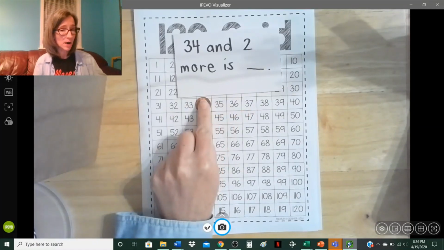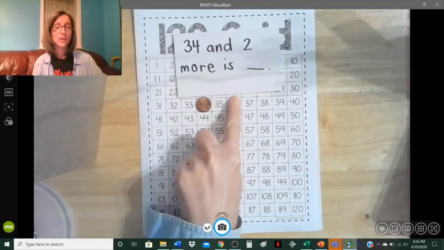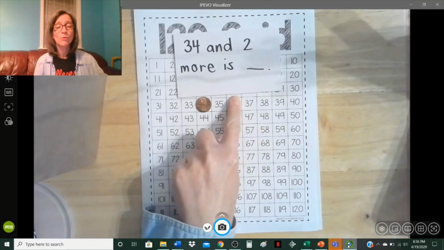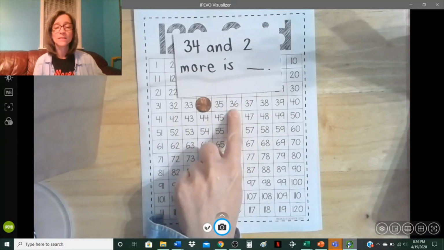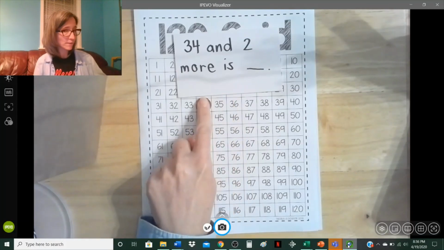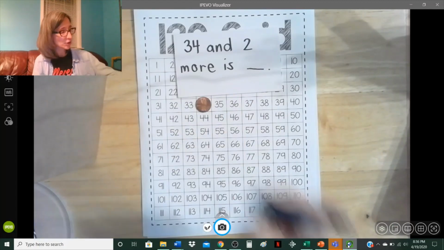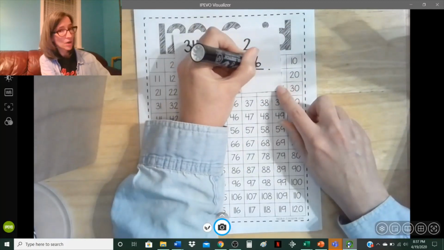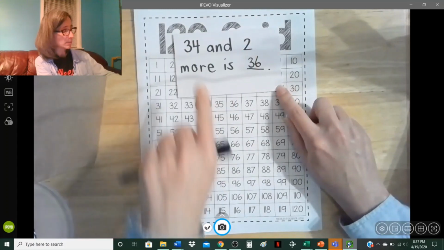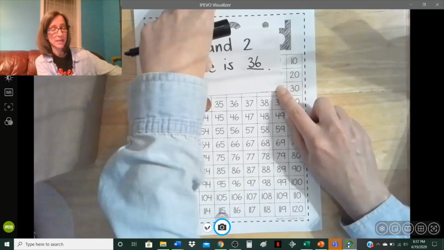So I'm going to start on my penny and go 1, 2. When my mouth said 2, what number was my finger on? What's that number called? 36. 34 and two more gets me to 36. Read the sentence with me. 34 and two more is 36.